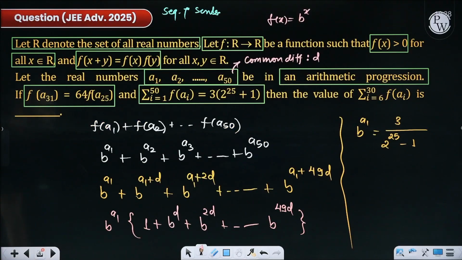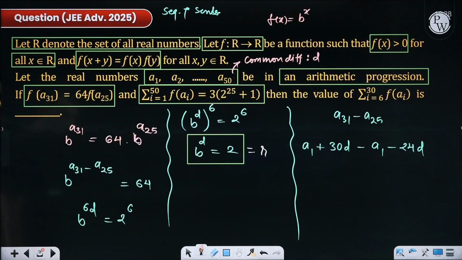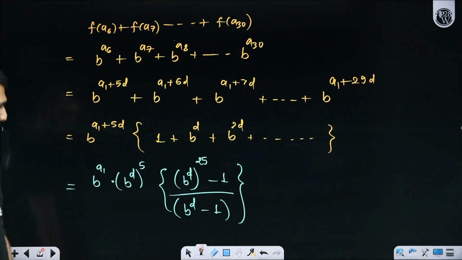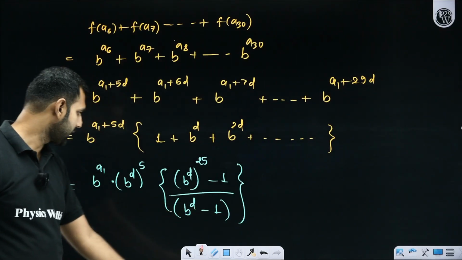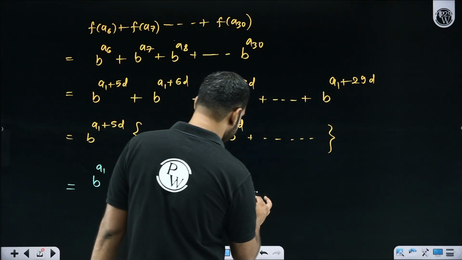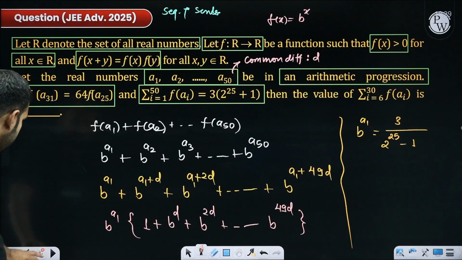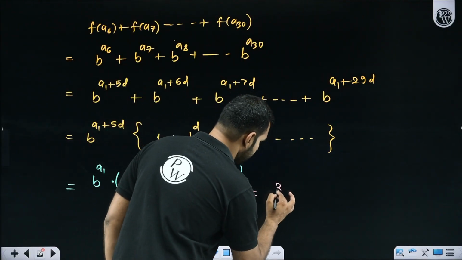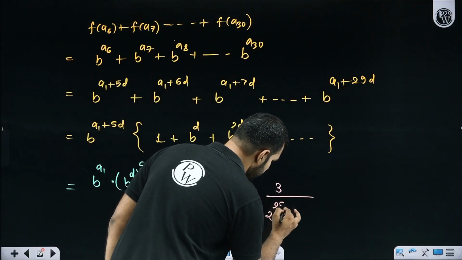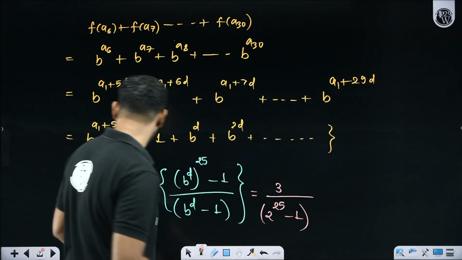How? B to the power d, I think we have already cracked, was 2. Yes, it was 2. So this b to the power d, if I replace by 2, this 2 minus 1 will be 1. So I need not write it. So in the numerator, it is b to the power a1. What is b to the power a1? B to the power a1 was 3 by 2 to the power 25 minus 1. So this is 3 by 2 to the power 25 minus 1. This is your b to the power a1.